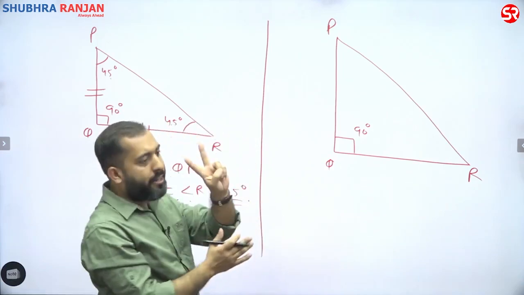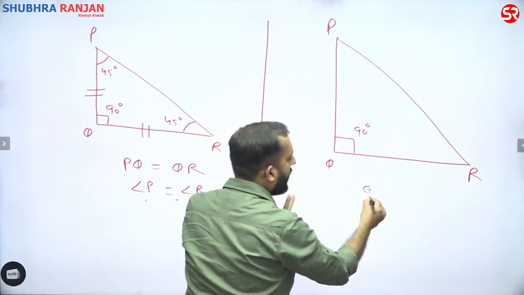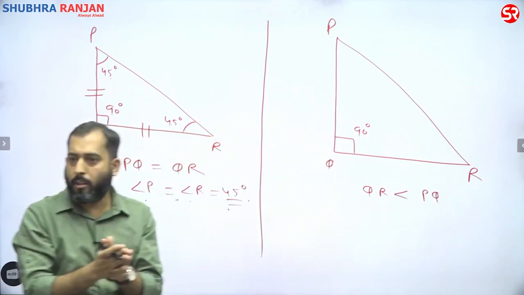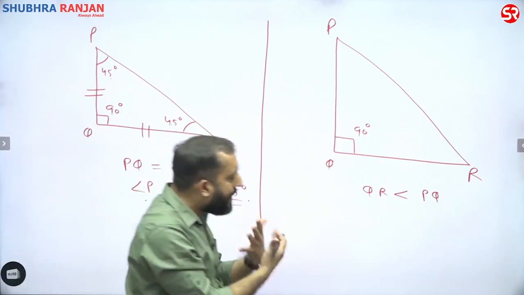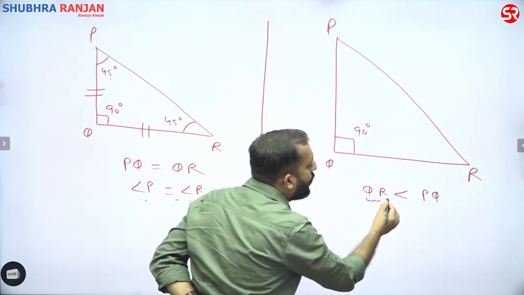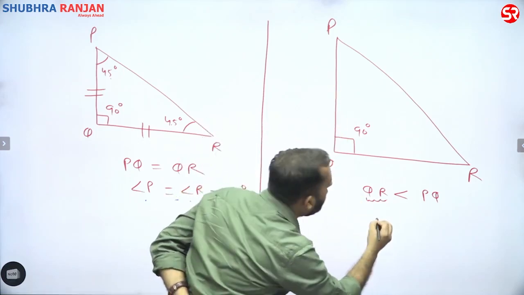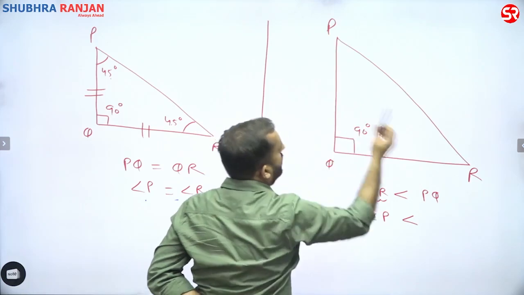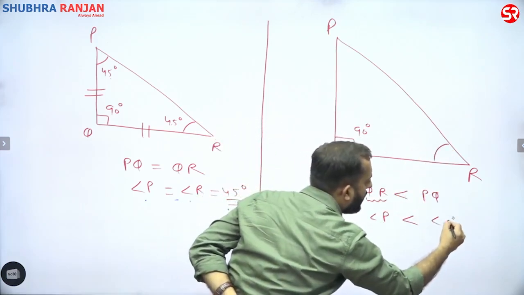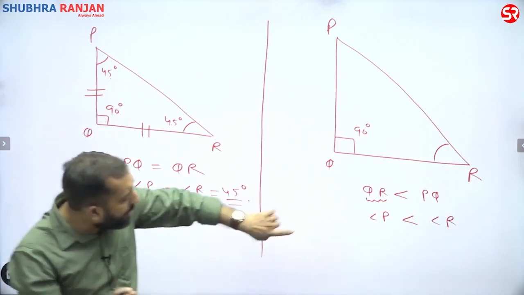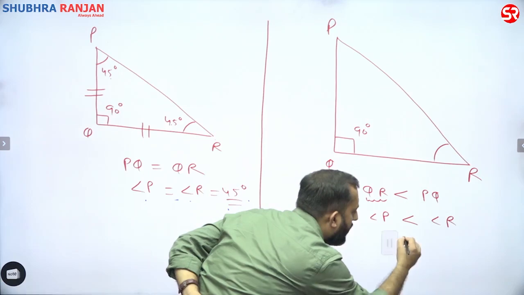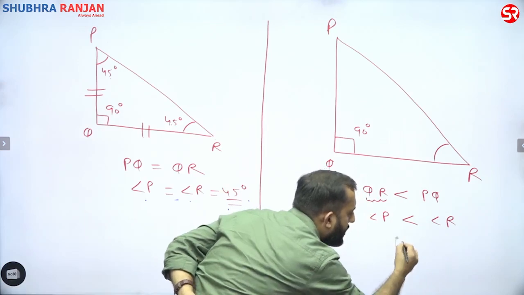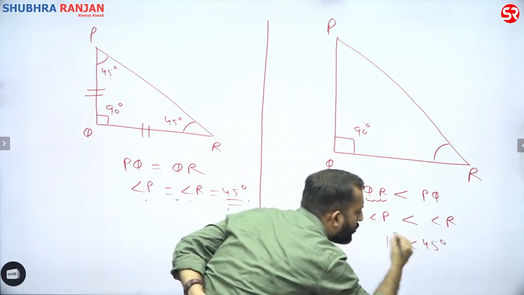Now we are left with two sides. One is QR, another is PQ. Suppose QR is less than PQ, then definitely the angle opposite to QR, angle P, will be less than the angle opposite to PQ, which is R. This is going to be the scenario. And over here, this angle P will be less than 45 degrees also.